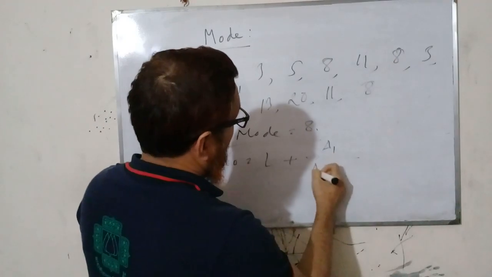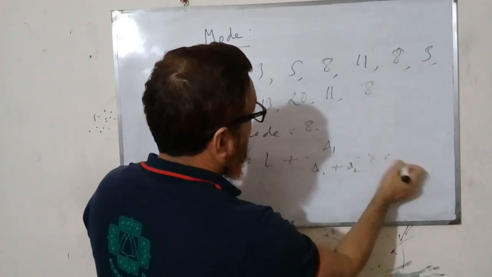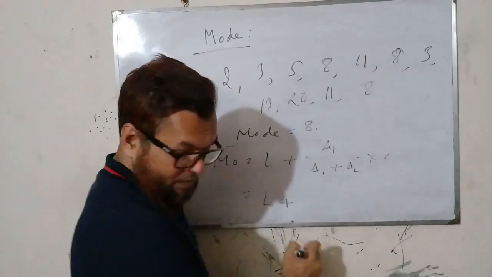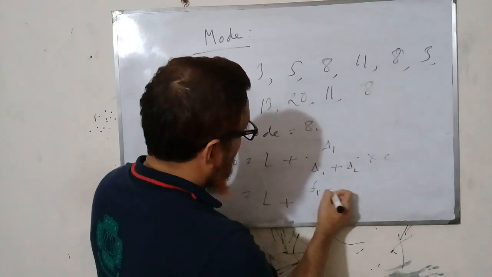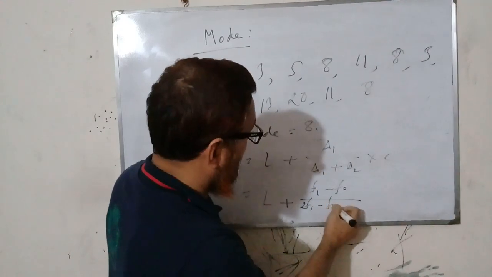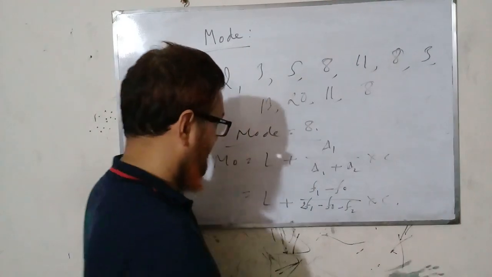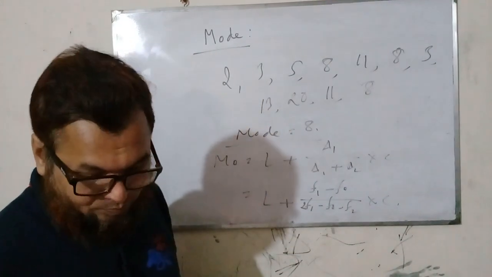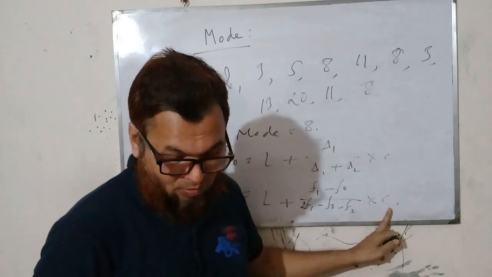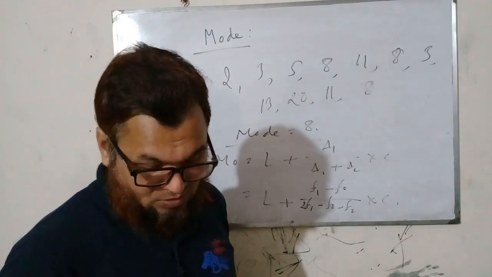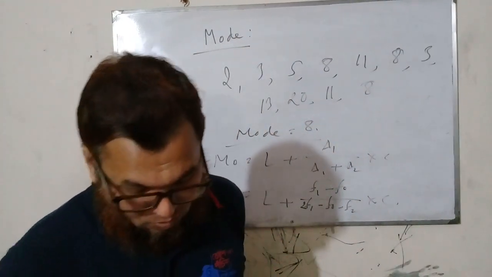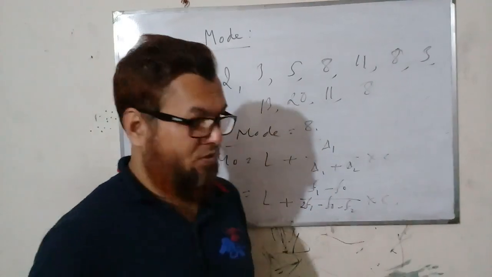For grouped data, we can write mode equals L plus delta 1 by (delta 1 plus delta 2) into C, or L plus (F1 minus F0) by (2F1 minus F0 minus F2) into C. L is the lower limit of the modal class, C is the class interval of the modal class, F1 is the frequency of the modal class, F0 is the frequency of the class preceding the modal class, and F2 is the frequency of the class following the modal class.